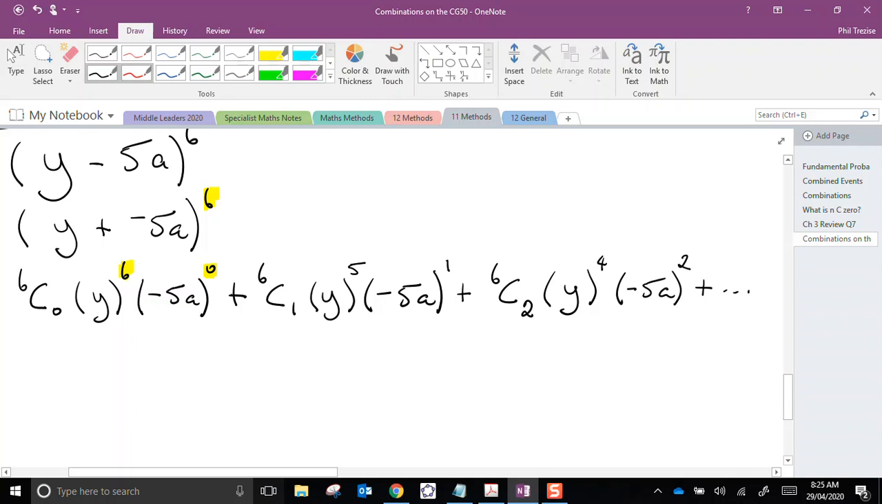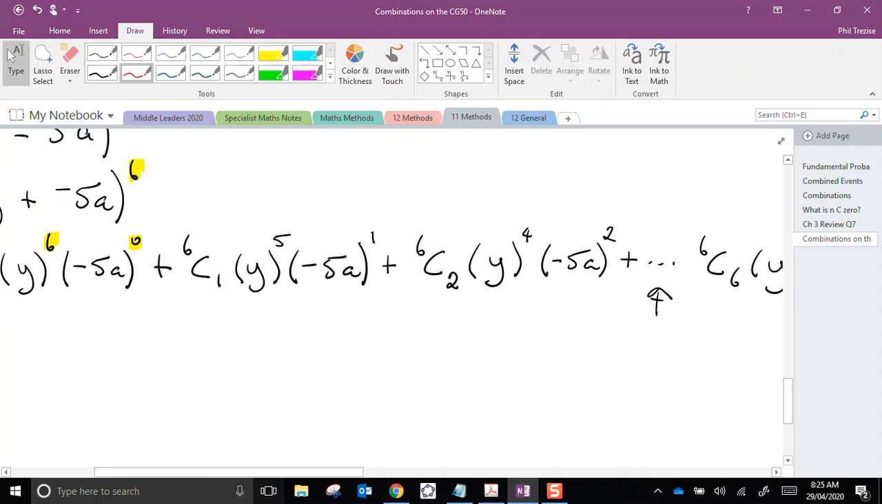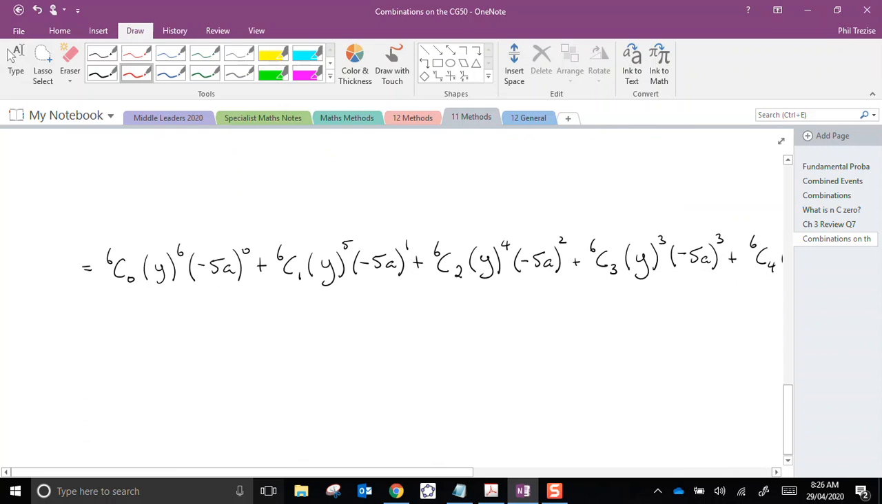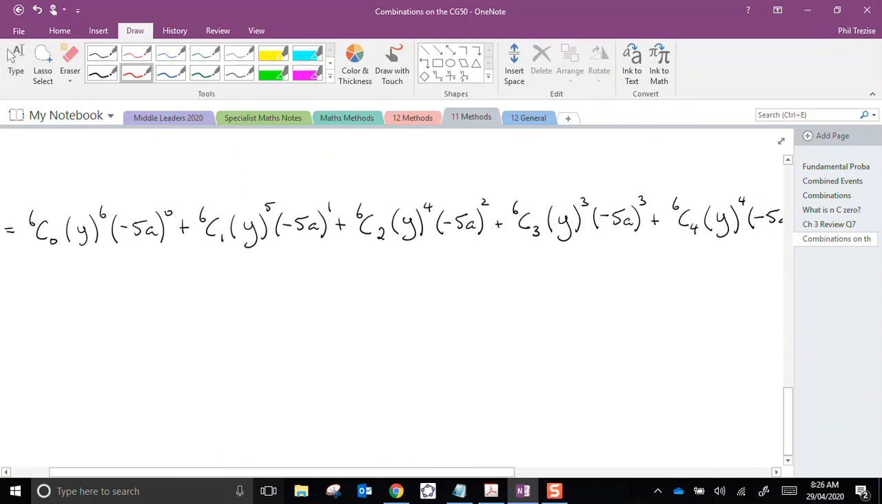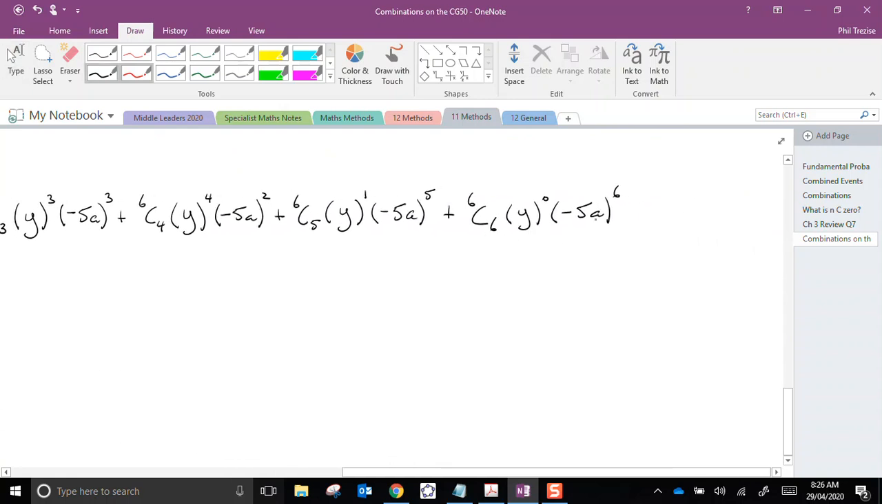Now we would continue doing this until we got all the way to 6c6. Y would now be reduced all the way down, 4, 3, 2, 1, to a power of 0, and negative 5a would have increased from 0, 1, 2, 3 all the way up to power 6, and that would be the last one. Now there's a lot of extra terms in here that I haven't written down just to save time. If you want to see all those extra terms, there they are. I wrote them down earlier before I started the video. So they're all there, all the way up to that one that we just talked about.